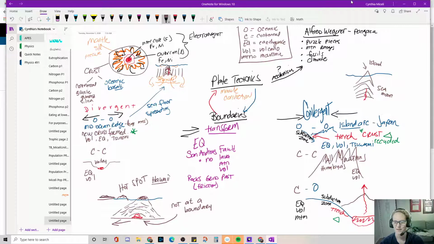Okay, so that is kind of our gist for all the plate tectonics. So hope that makes sense.